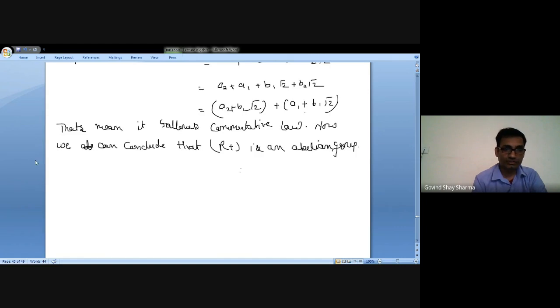We can easily show, we can write here R dot is associative with multiplication.